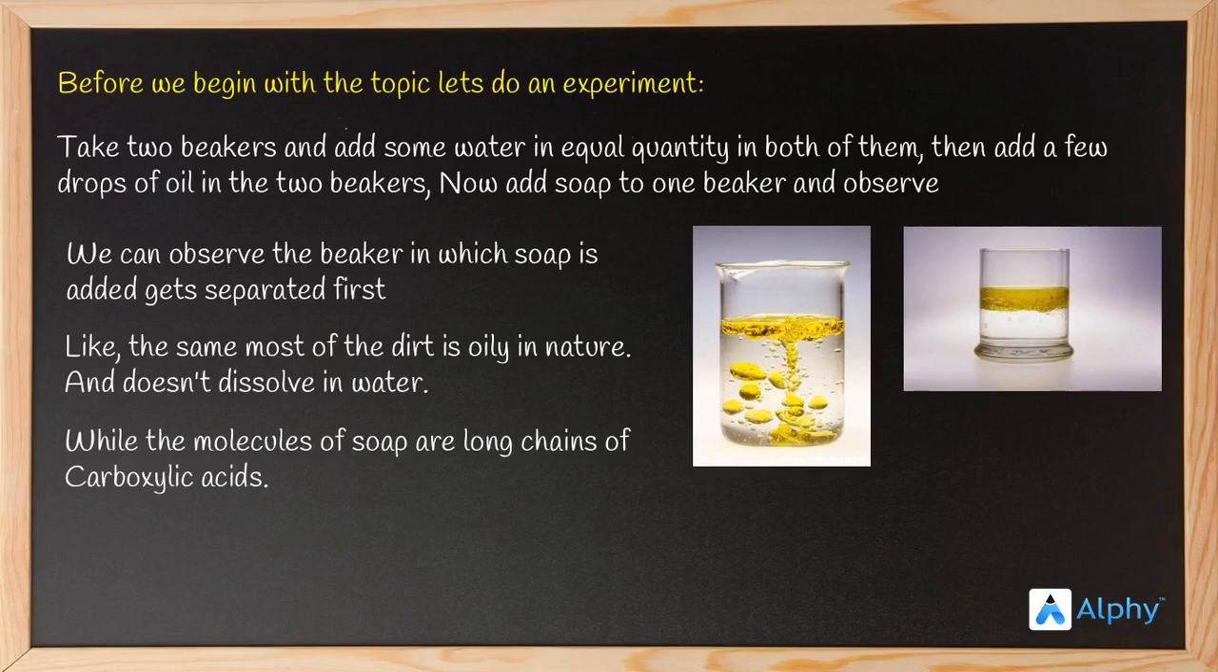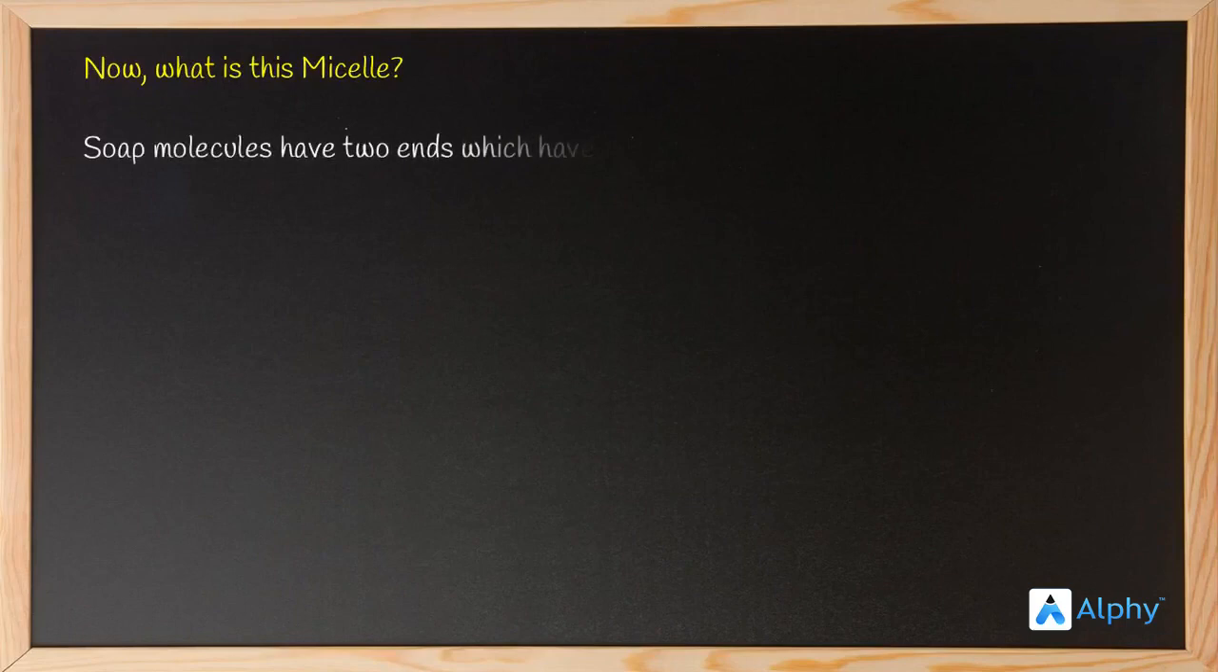We know what a carboxylic acid is. It is a functional group containing COOH. So we discussed about it already in the initial videos. So the soap molecules thus form micelles in water. Now, what is this micelle? This is something new. Soap molecules have two ends which have different properties.